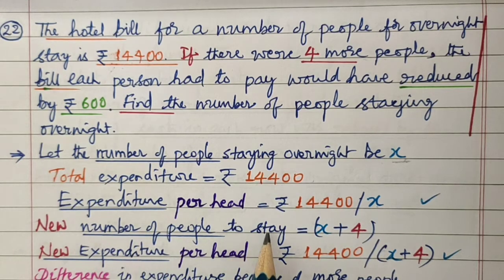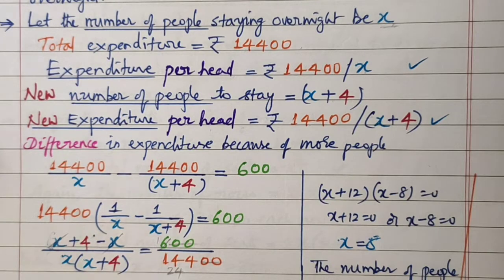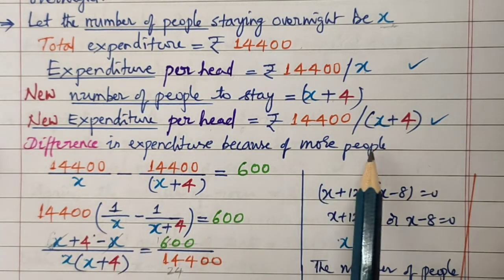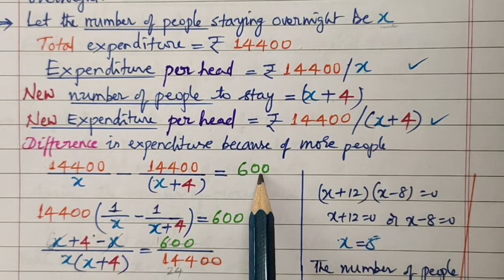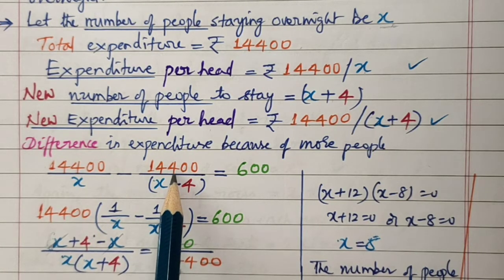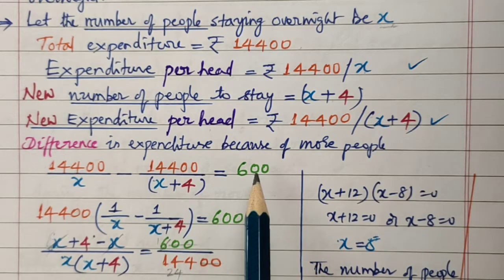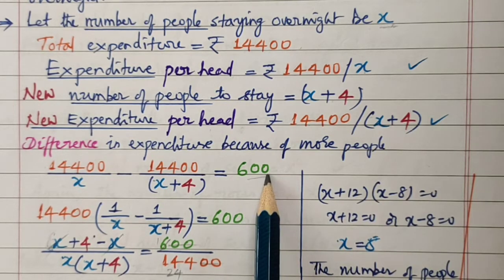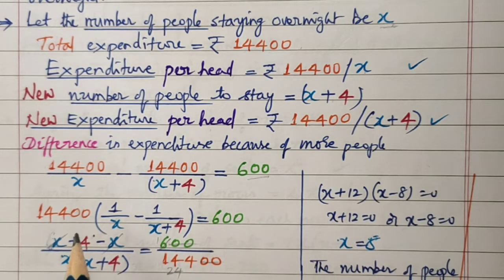The new number of people staying is x plus 4. They are adding 4 people. The new expenditure per head is going to be 14,400 divided by the total number, which has now become x plus 4. The difference in expenditure because of more people is 600. The original expenditure per head minus the latest expenditure per head will give the difference amount that you would have got less. Then take out 14,400.